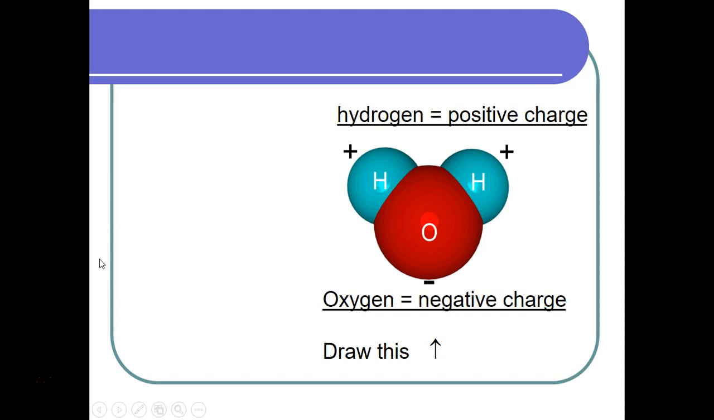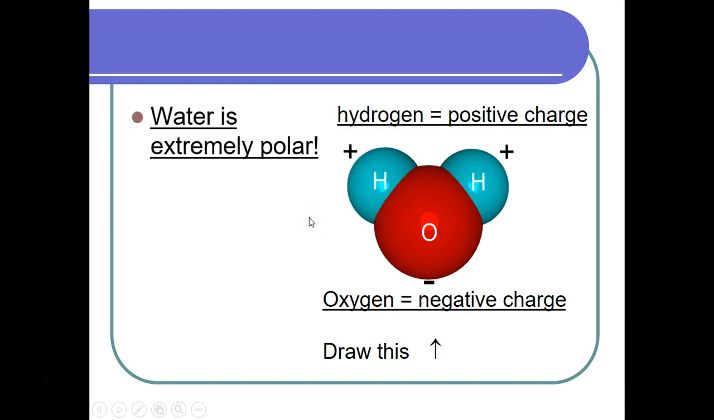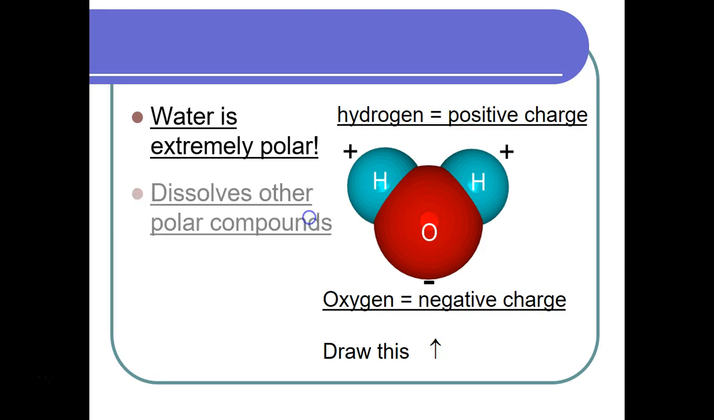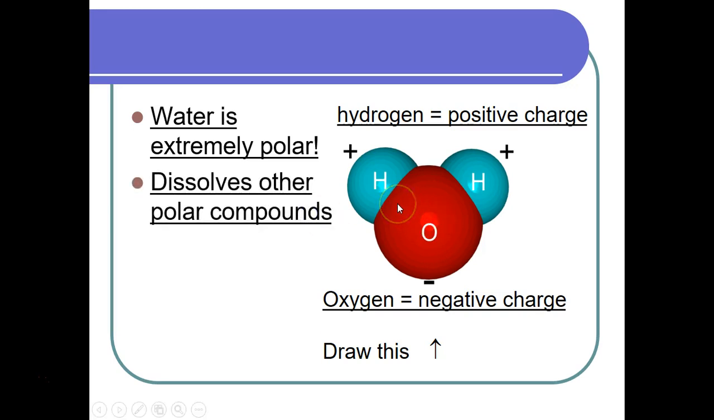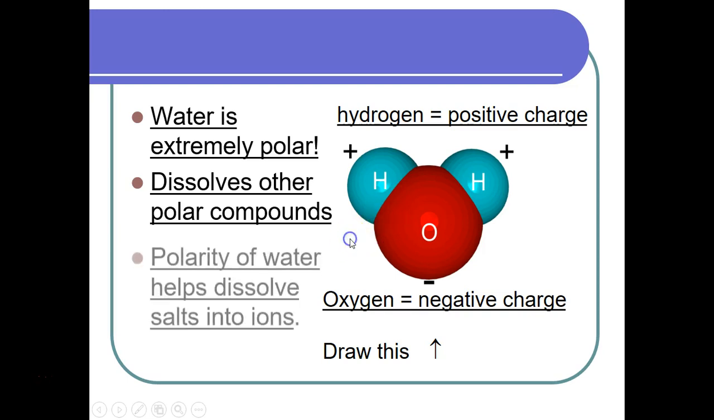In order to understand polarity, you really want to understand water and the shape of it. And this is something that I've repeatedly talked about, but you need to know oxygen has the negative end, hydrogen has the positive end. And again, that's because the oxygen is pulling those electrons closer. Water is absolutely polar. It's very, very polar. And so it's going to dissolve anything else that's polar.